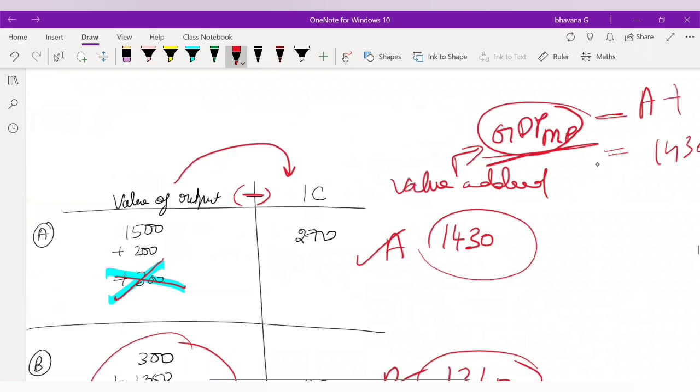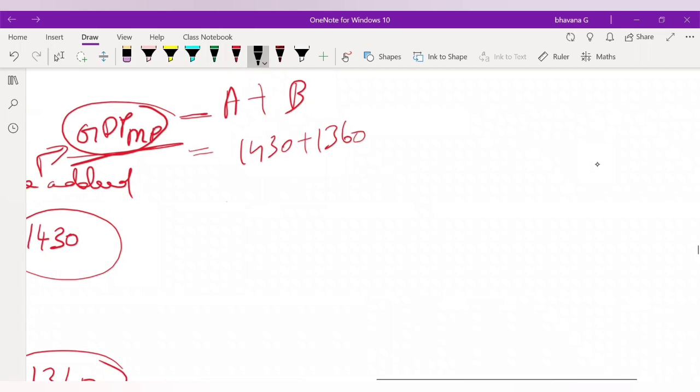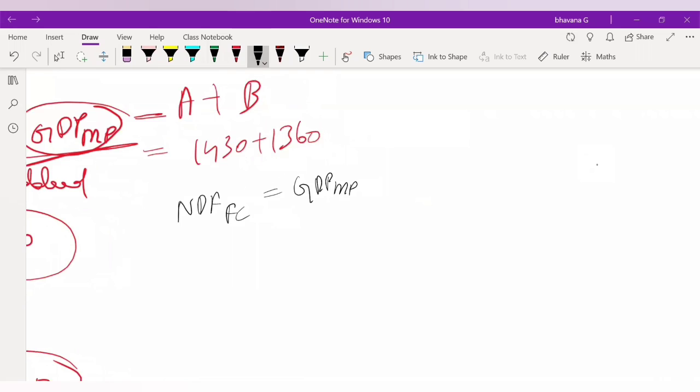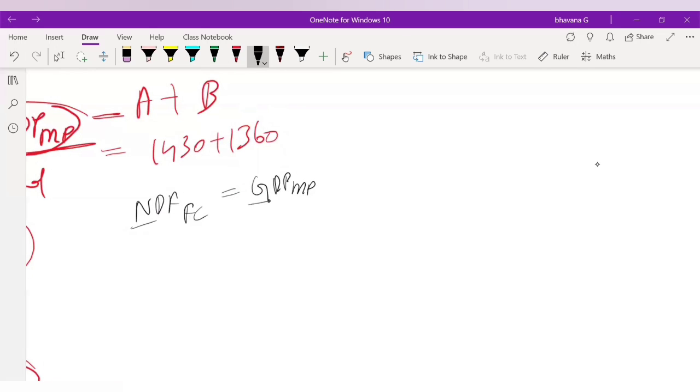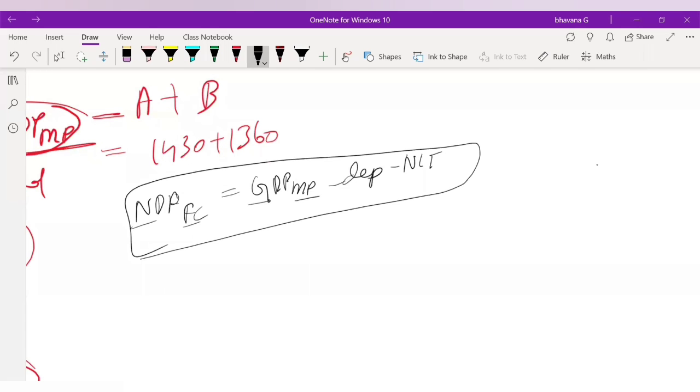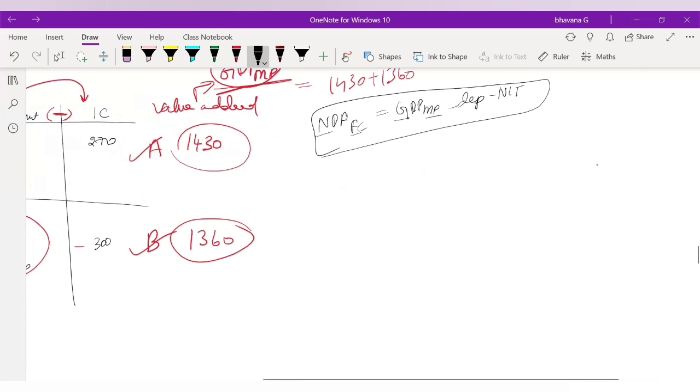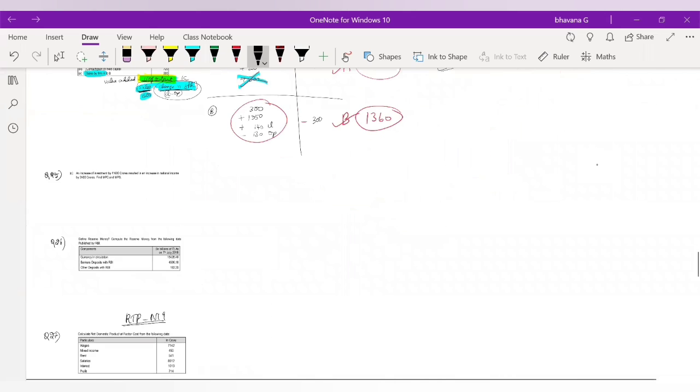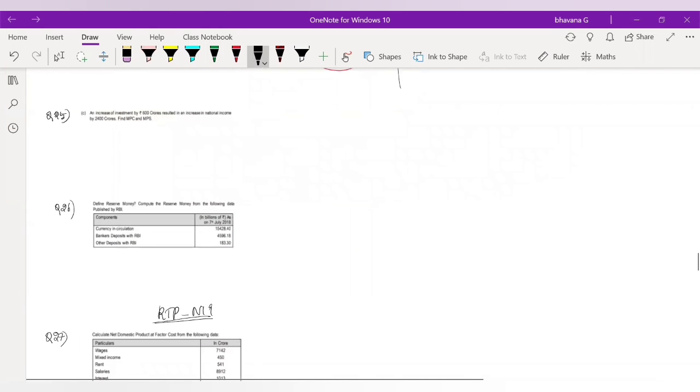So how will you find your NDP-FC from GDP-MP? NDP-FC is going to be GDP-MP. First, you have to transfer gross to net, that means minus depreciation. Next, you have to transfer domestic, same only. Next, you have to transfer market price to factor cost. For that, you have to do minus net indirect taxes. So if you do this, you will be able to find your NDP-FC. So I don't need to solve this. This is easy only. You will be able to solve. Okay, guys, just give me a second.